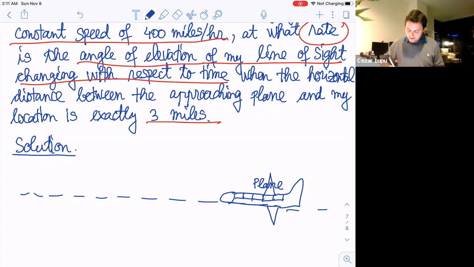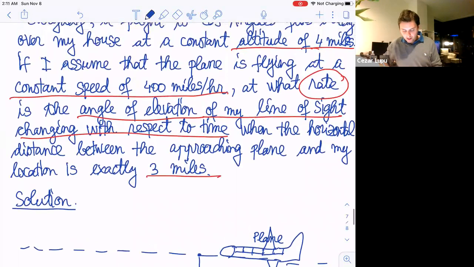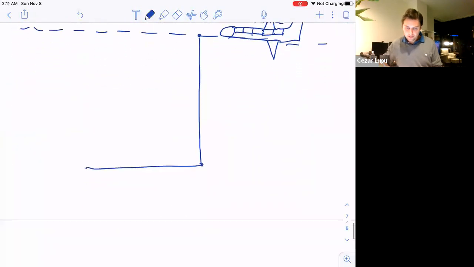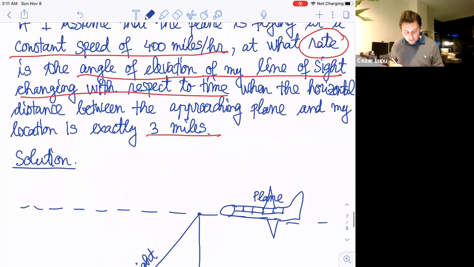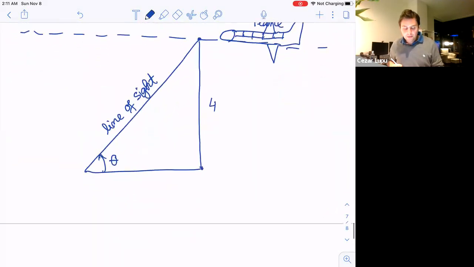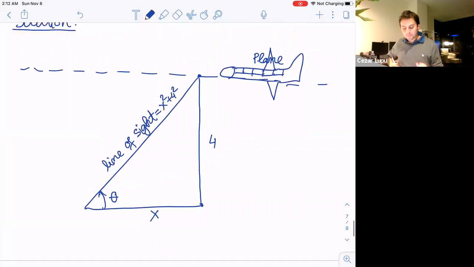Okay, now let's see. So the distance, we said that the altitude is 4, and this is the line of sight. Right. Okay. And this is the angle of elevation. Yeah. So this would be theta, which will be the angle of elevation. Then this will be x. And the line of sight, we know from Pythagoras, is nothing else than just the square root of x squared plus 4 squared. Right? The good old friend Pythagoras. All right, so this is the picture.